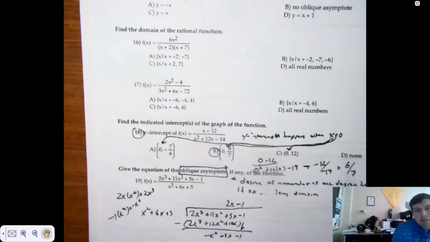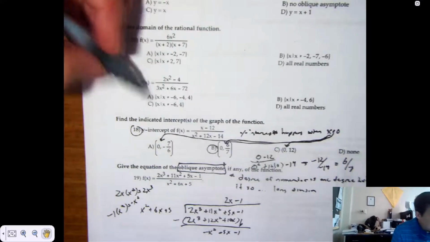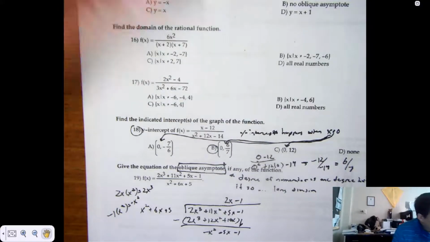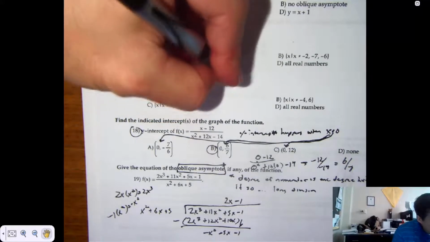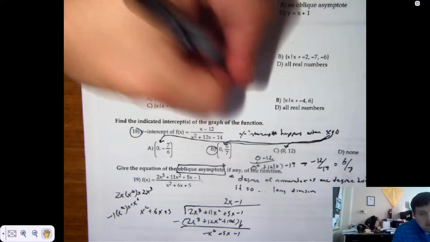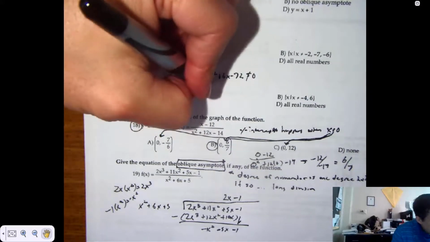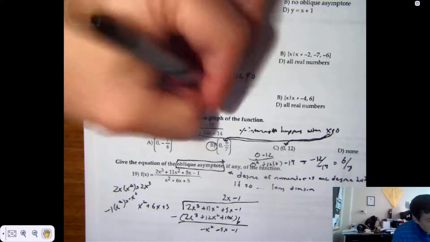We'll do 17 on domain. And this is written out with set builder notation. It's as easy as it gets. Anyways, the deal is that 3x squared plus 6x minus 72 cannot be 0. It cannot be 0. Notice the not symbols. You factor. I'm going to pull a 3.